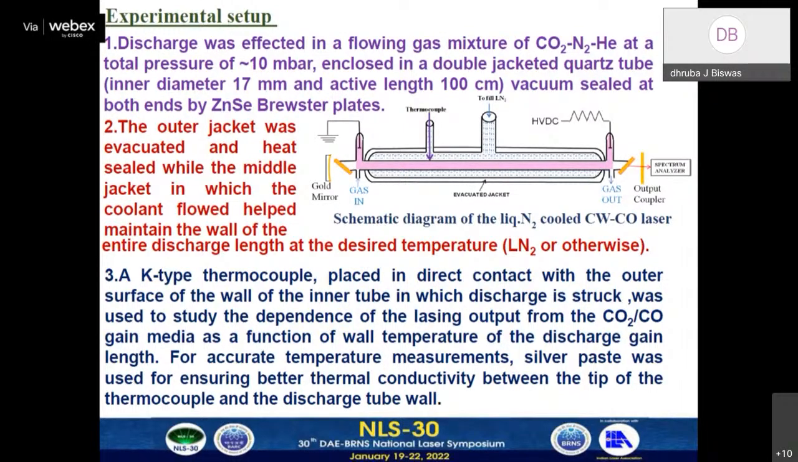A K-type thermocouple was placed in direct contact with the outer surface of the wall of the inner tube in which the discharge is struck, and it is used to study the dependence of lasing output from the CO2 or CO gain medium as a function of wall temperature of the discharge gain length. For accurate temperature measurement, silver paste was used to ensure better thermal conductivity between the tip of the thermocouple and the discharge tube wall. Next slide, please.